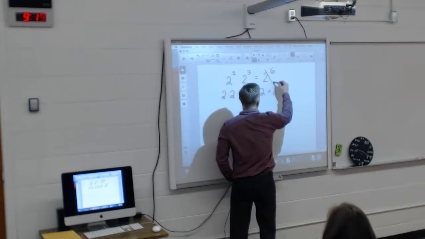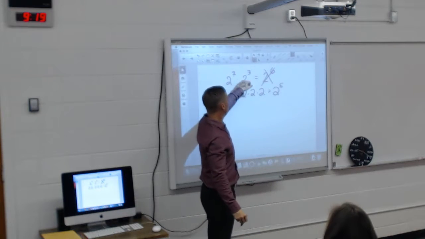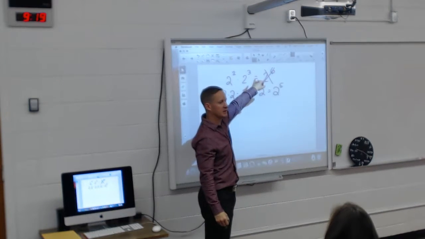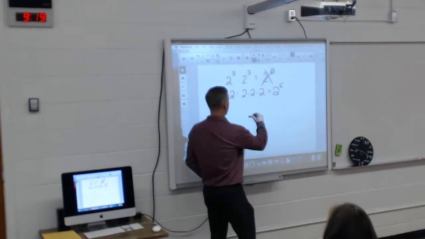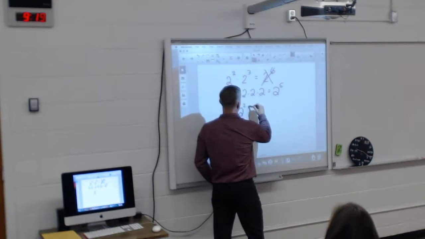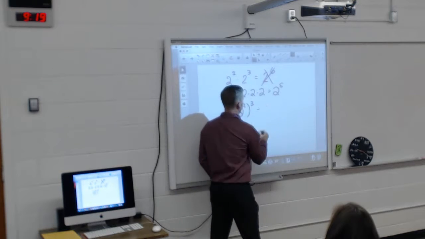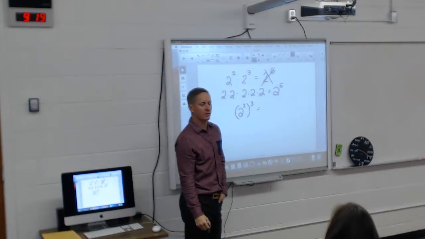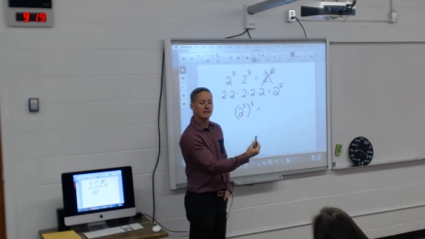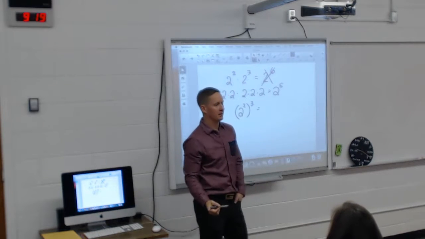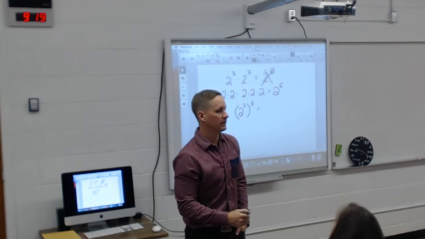What do I do when I have this? What do I do with the exponents? I add them, correct? So then if I have this, what do I do with the exponents? Add them? Okay, what does this mean to me? What does that mean to me?